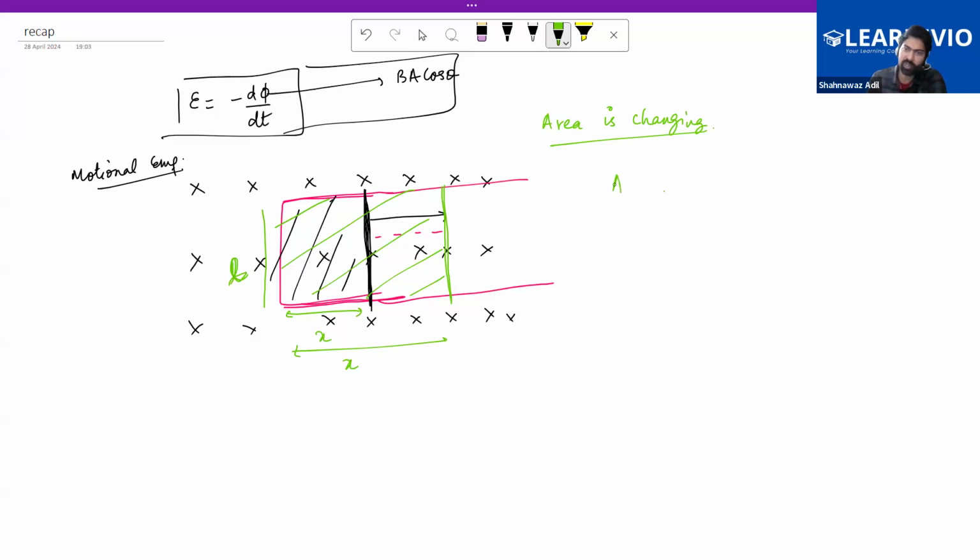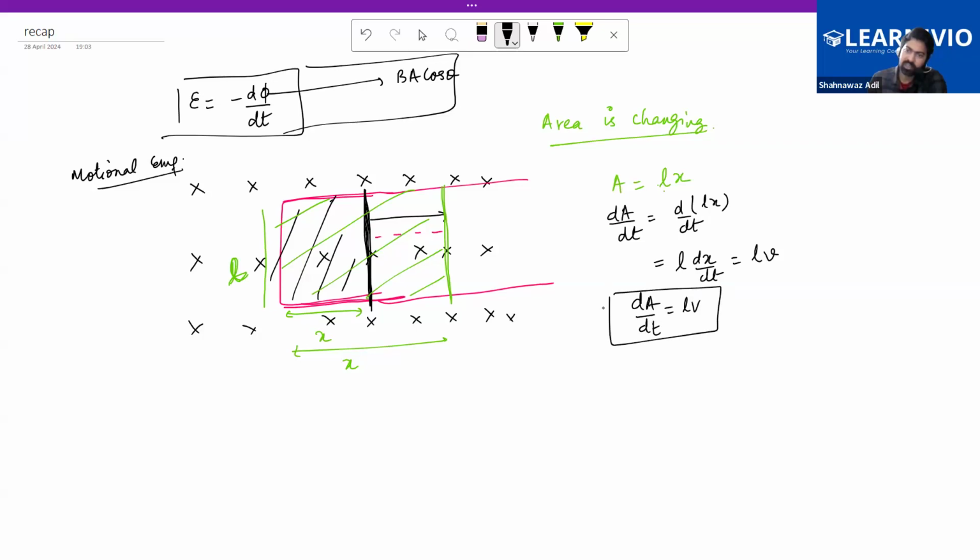So area would be how much? Area would be x into L, and the change in area would be how much? dA by dt. That would be d by dt of Lx. L is constant, so we can take it outside, and this is dx by dt. This dx by dt is only velocity, so this would be Lv, right?